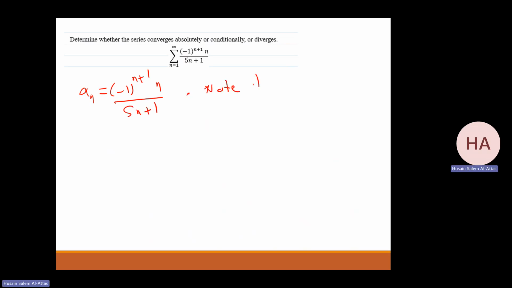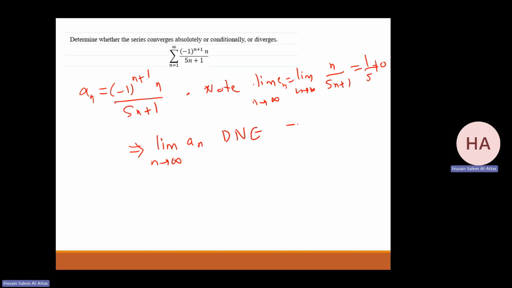Note the limit of Cn, let me call it, n over 5, n plus 1 as n goes to infinity. That will be 1 over 5, not equal to 0. So for sure, the limit of an does not exist. So this series diverges by the nth term test for divergence.